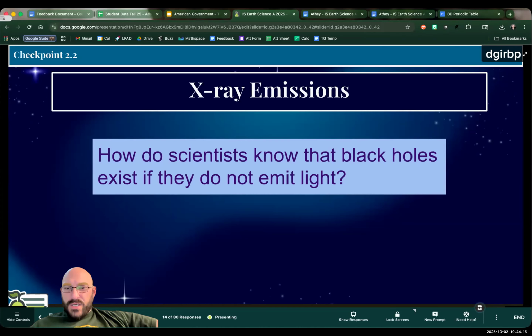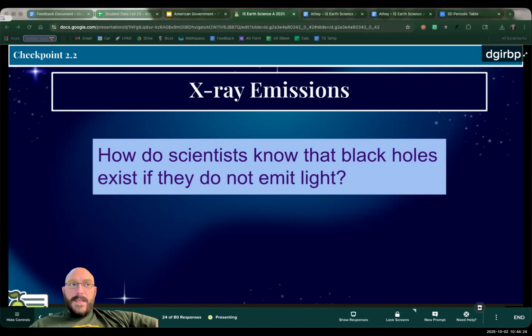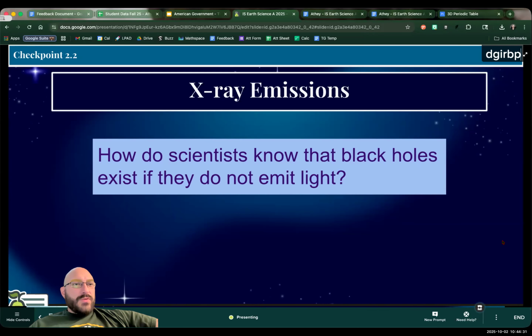Yes, X-ray emissions, the gravity, gamma ray emissions. Good. Looks like you guys have it. Okay, let's talk about the life cycle of stars. So we're going to skip ahead here. Kind of address that question.